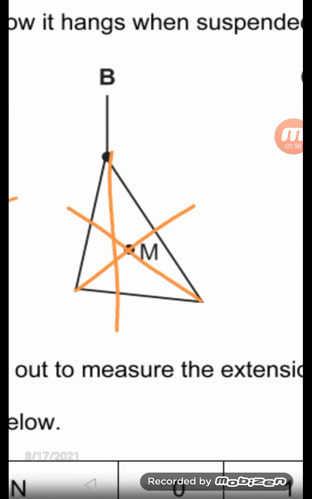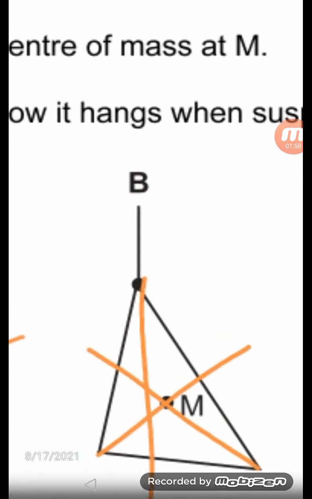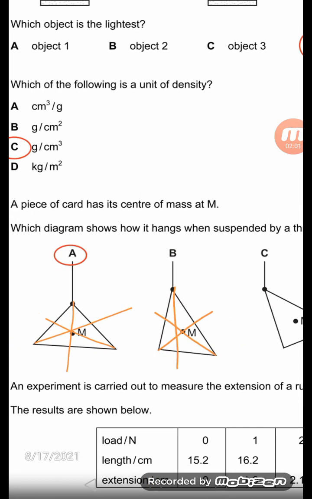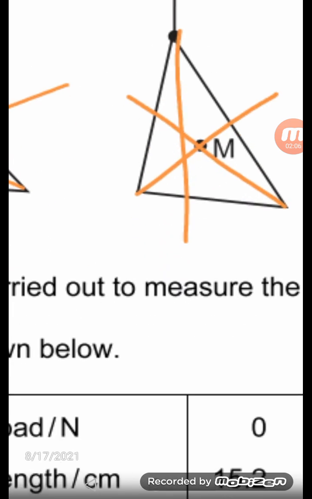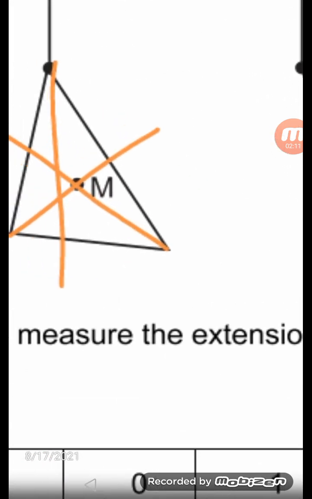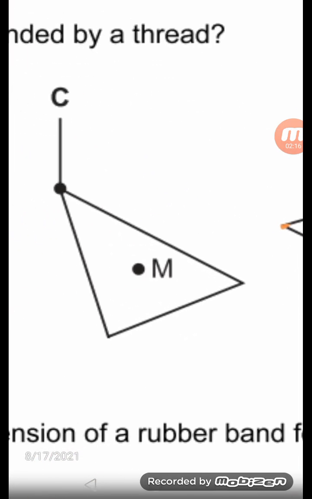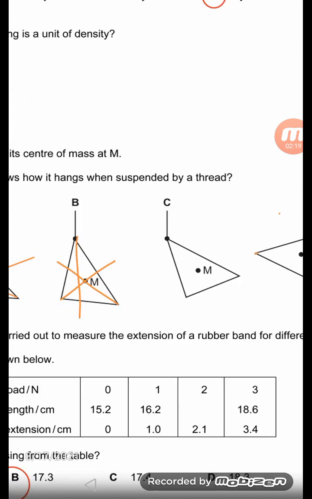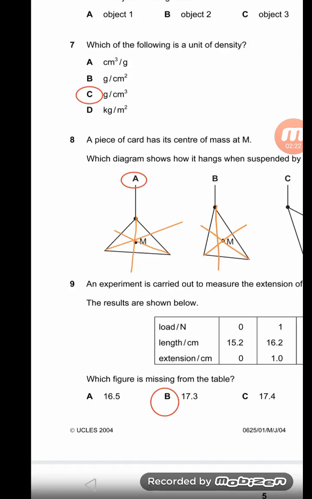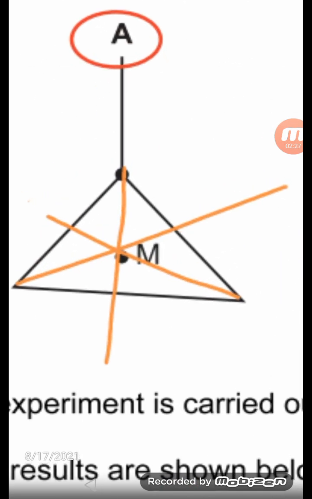For example, if you are drawing from all the corners, if you cut the triangle from the upper point, you will see the shapes you cut are not equal. If you cut from this corner, it is equal, but if you cut from this corner, it is not equal. And if you cut from this one also, it will not be equal. This one will be equal if you cut from all the sides.